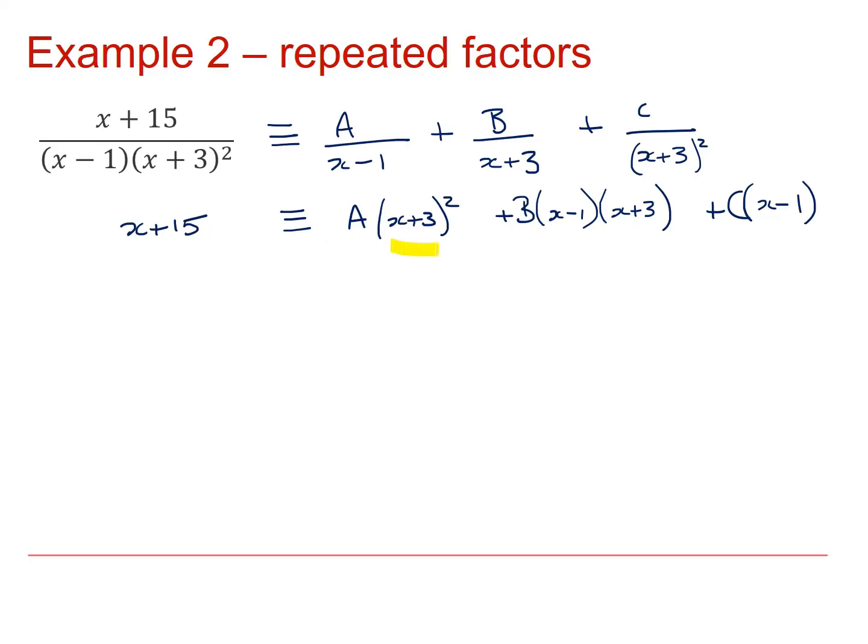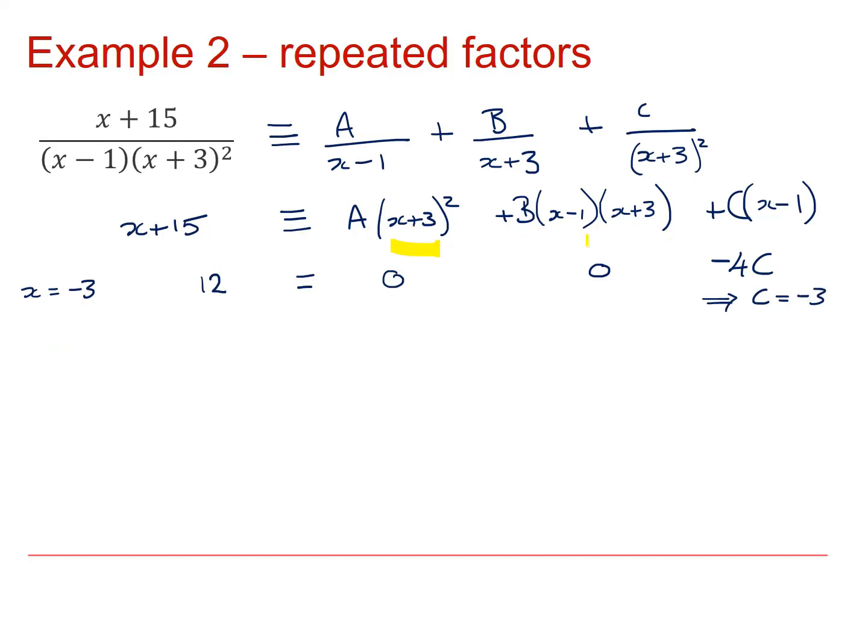Well, this bit here suggests that I could use a value of x equals minus 3, so let's have a look at that. X equals minus 3. I'm going to get 12 from the left-hand side. That will go. This one will also go because that's got an x plus 3 in it. And this will be minus 4c. And that's going to give me that c is equal to minus 3.